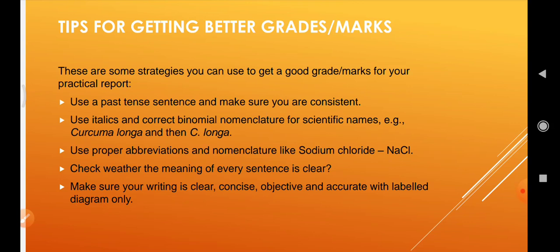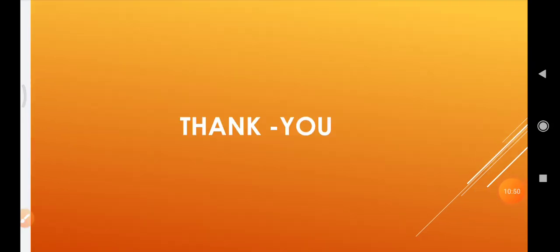Use proper abbreviations and nomenclatures, like for sodium chloride you can use NaCl, in which N is capital, a is small, C is capital and l is small in letter. The next point is to check whether the meaning of every sentence is clear in your report. And make sure your writing is clear, concise, objective and accurate, with a labeled diagram only. So these are the tips which you can opt to get better marks.